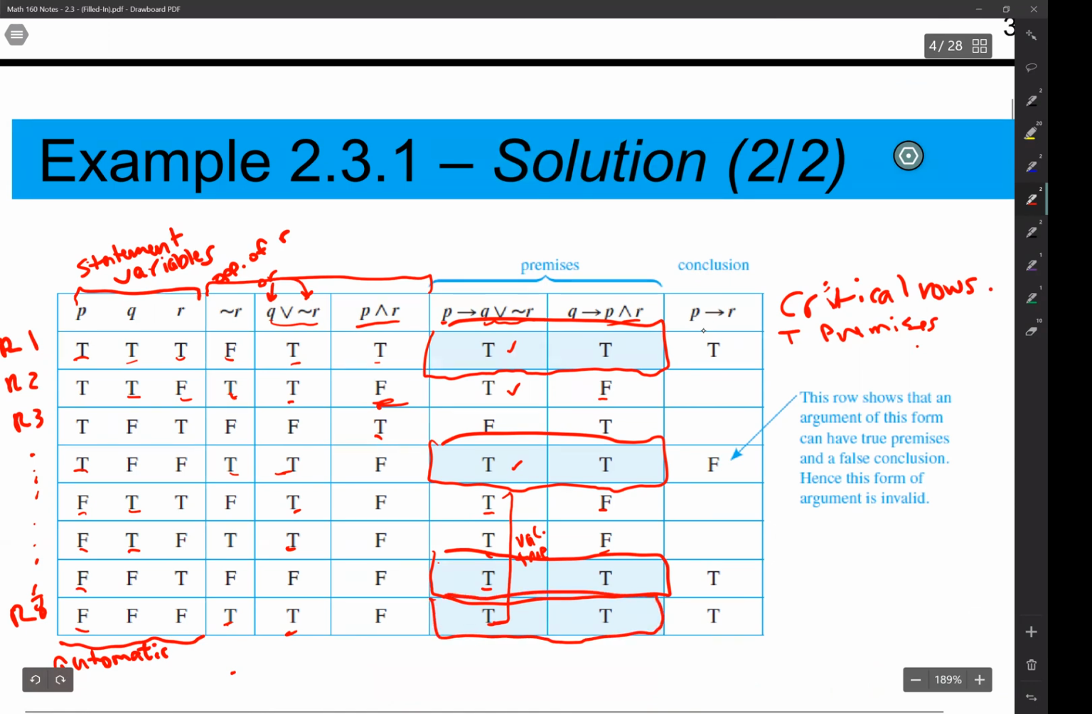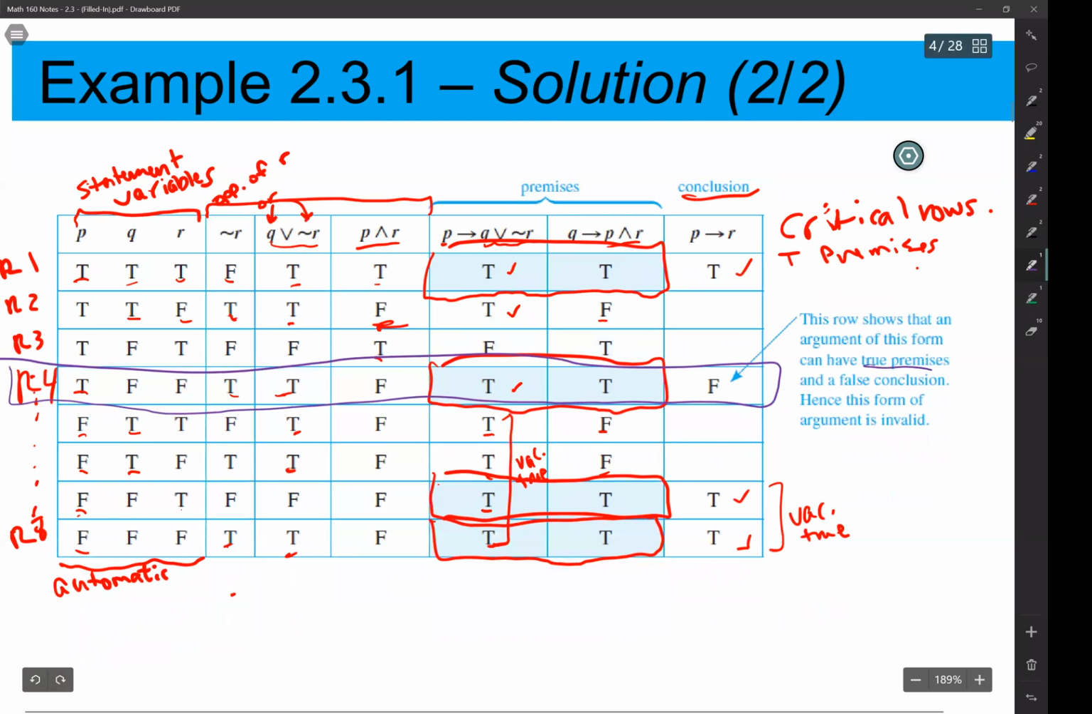And then you just look at the conclusion, P implying R. Again, you have to work out when is P implying R true. Well, P implying R is going to be true when either P is false or when I have true P and true R. So you just look for that in the table. And here, true, okay. Here, false leading to true, because that's vacuously true. So these are vacuous. But the bad row is right here, row number 4. Because on this row, it's a critical row, I have true premises, but I had a false conclusion. So I have true premises and a false conclusion.